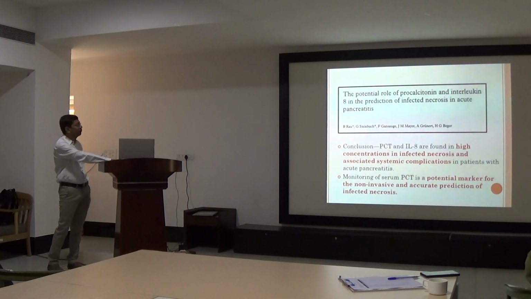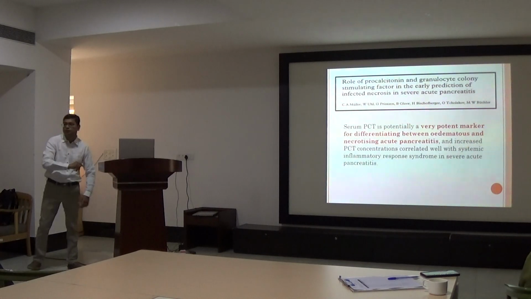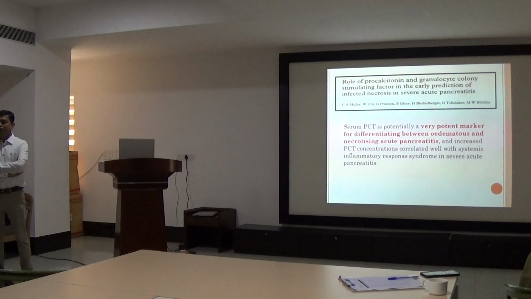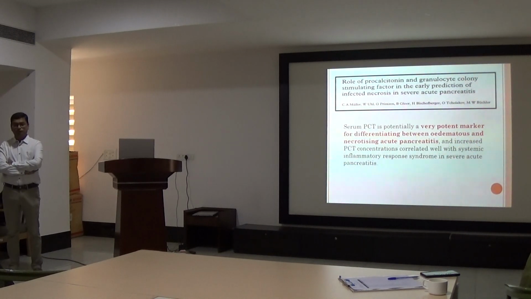So there are multiple papers. This is PCT-guided therapy to differentiate infected necrosis versus acute pancreatitis, edematous versus acute necrotizing pancreatitis. In the initial 7 days, there is no role of any antibiotic. There is no role. And after 7 days, if you find necrosis, at least you try percutaneously, do a culture, and if it grows, then give antibiotics. Otherwise in pancreatitis there is no effect.